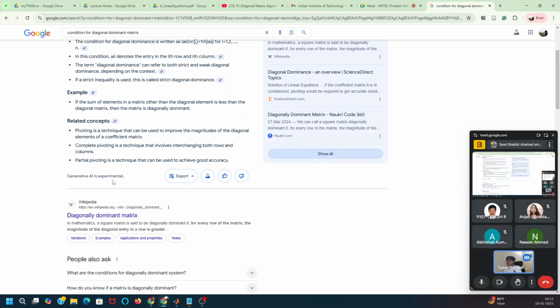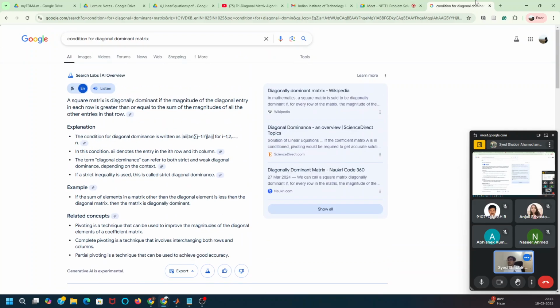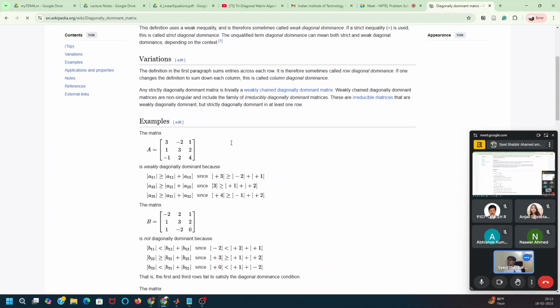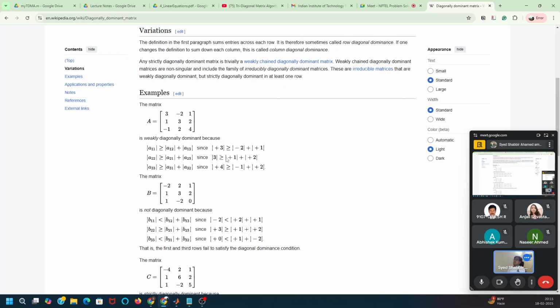So the thing is, the condition for a diagonally dominant matrix is that you take the principal diagonal element, get the absolute value of it, and it should be greater than or equal to the sum of the other elements which are not in the principal diagonal. This is for the first row.